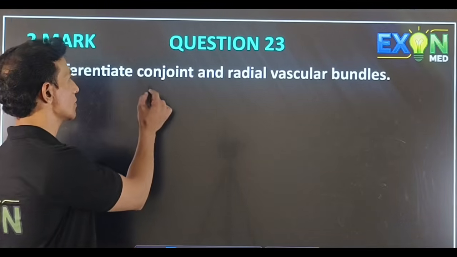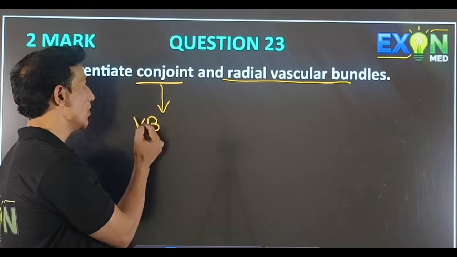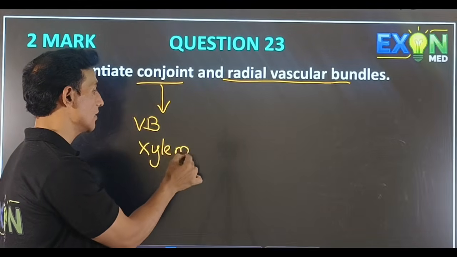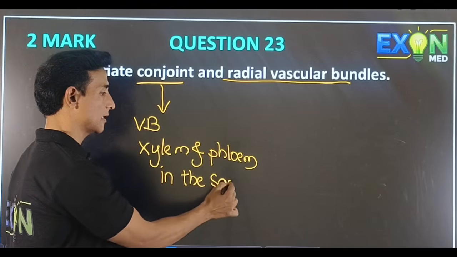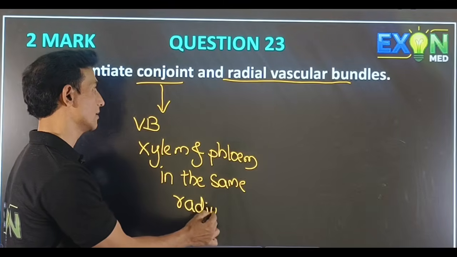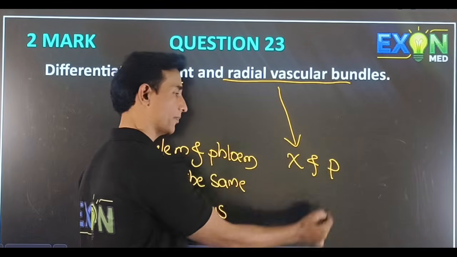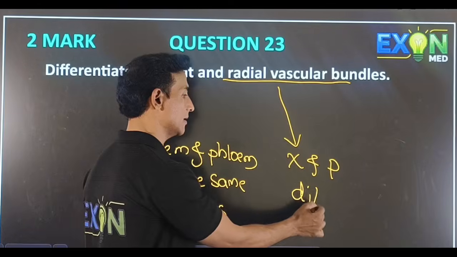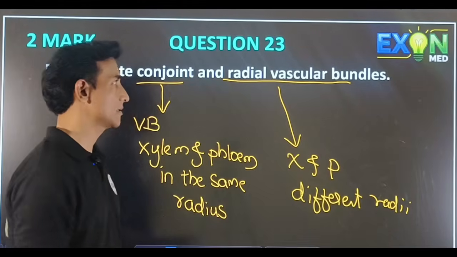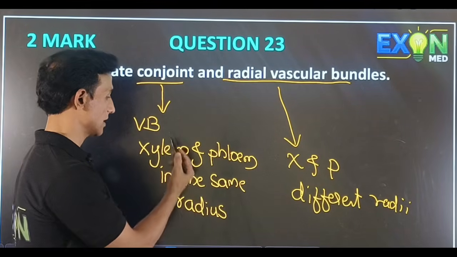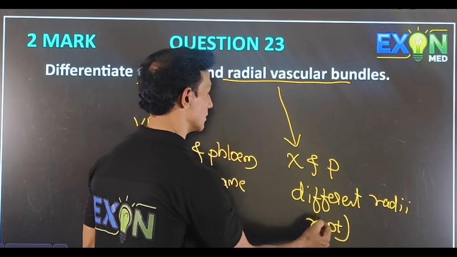Differentiate between conjoint and radial vascular bundles. Conjoint vascular bundles are those which contain xylem and phloem in the same radius. If the xylem and phloem are present in the same radius, then it is called a conjoint vascular bundle. And radial is when the xylem and phloem forming a vascular bundle are present in different radii. Example for conjoint is stem, and example for radial is root.